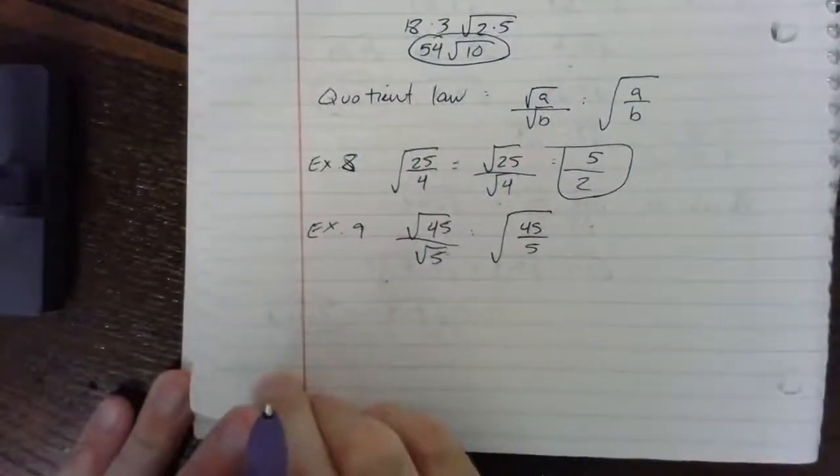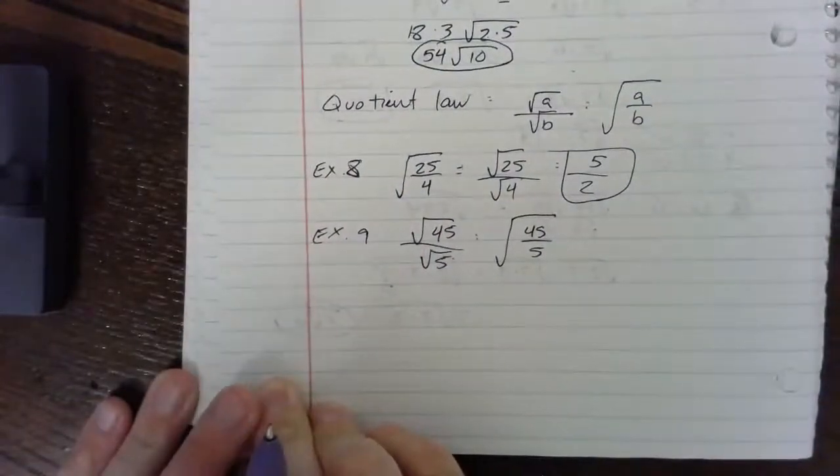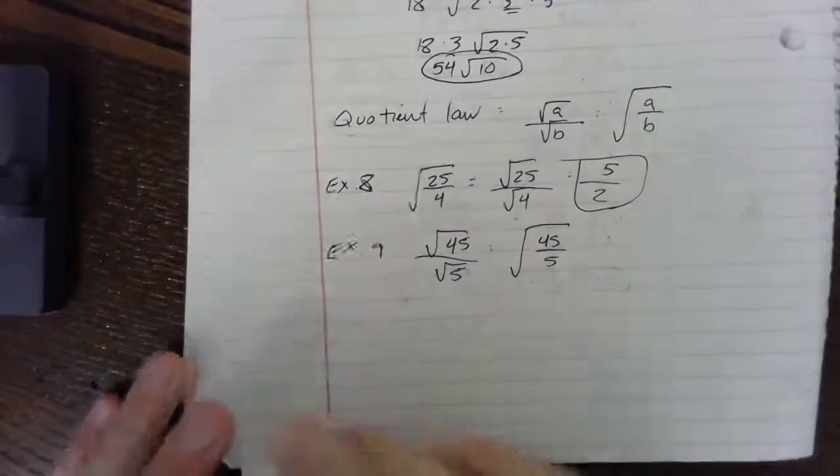Hey Siri, what's 45 divided by 5? 9. I'm just kidding. I can't talk like Siri.